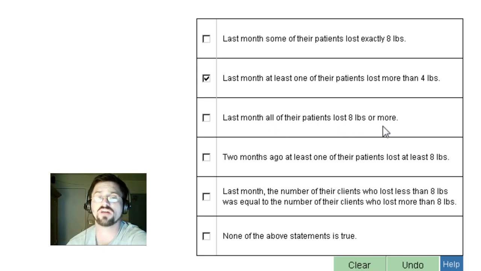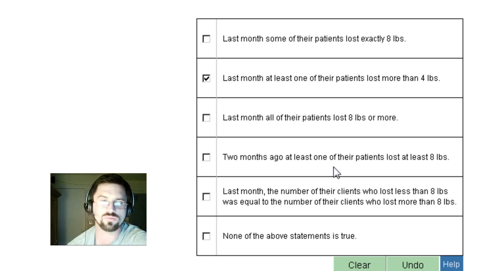All right. Last month, all of their patients lost 8 pounds or more. Well, if all their patients lost 8 pounds, then this could be true. But if some of them lost more, then the average would be higher than 8. So is this true? Could it be true? It could be if all of them lost 8 pounds, but must it be true? Is it true that it has to be true? No, it's not. We can't infer that from the little bit of information we get from knowing the average. So we can't check this box.